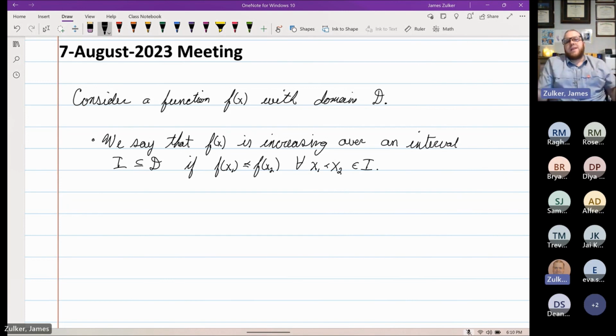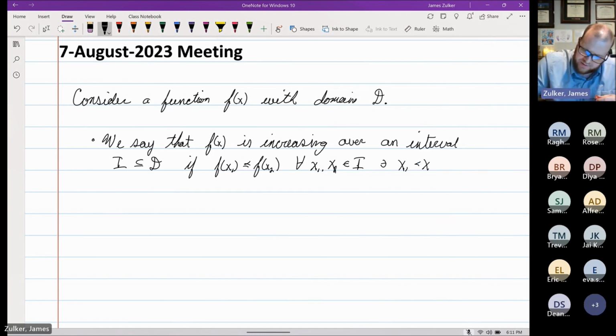All right, so function f is said to be increasing over some interval that is a subset of the domain if f of x1 is less than or equal to f of x2 for all x1, x2 in the interval such that x1 is less than x2. I should probably say whenever. Yeah, I'm going to reword that.